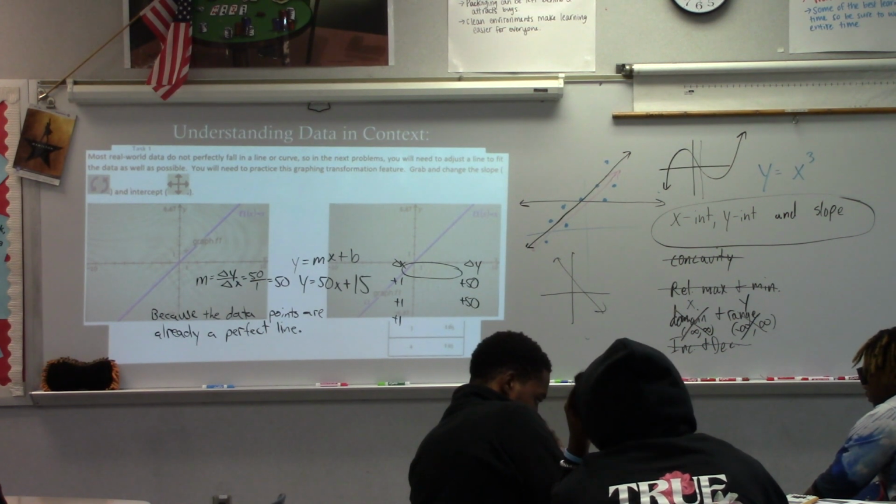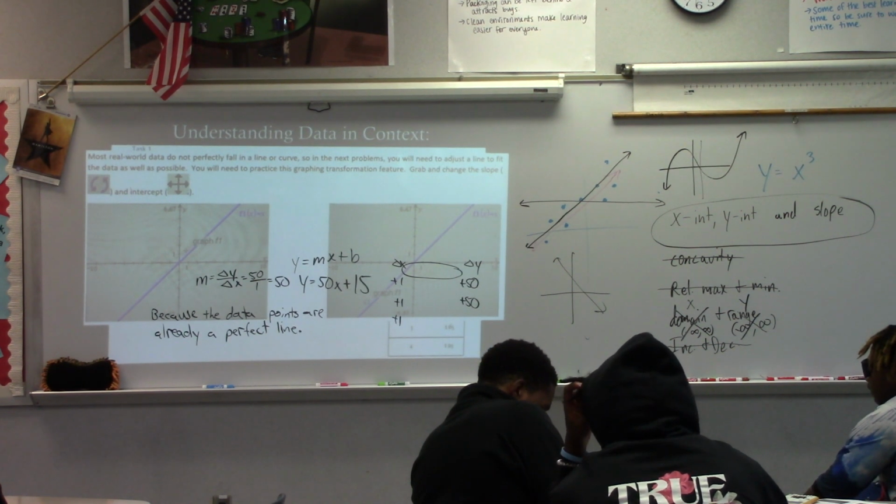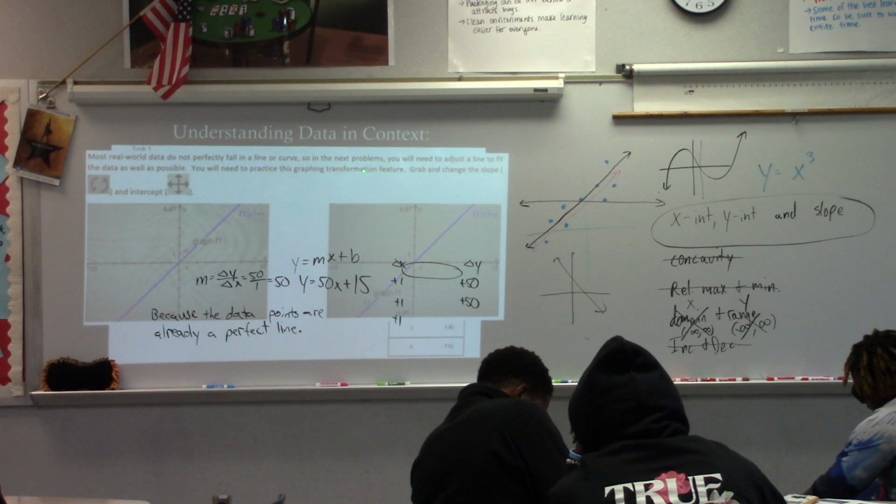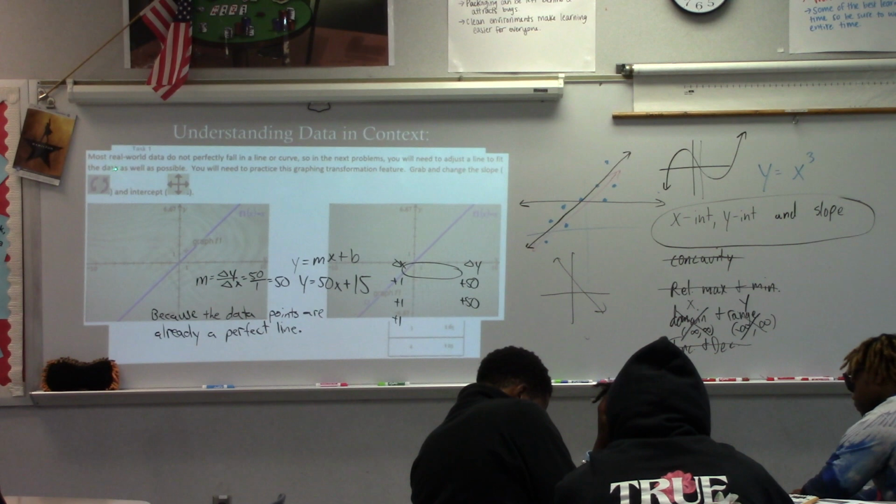So you'll notice, and I'm leaving this information up there so that Hobson can get this written down, at the bottom of the page it says most real world data do not perfectly fall in a line or curve. So in the next problems you will need to adjust a line to fit the data as well as possible. This is a part of the next lesson, so we do need to learn how to fit the data as well as possible.